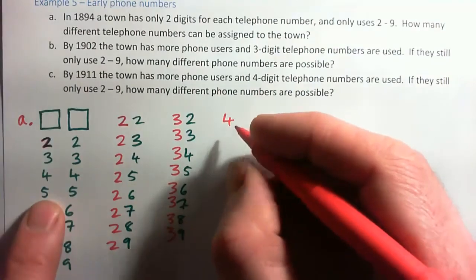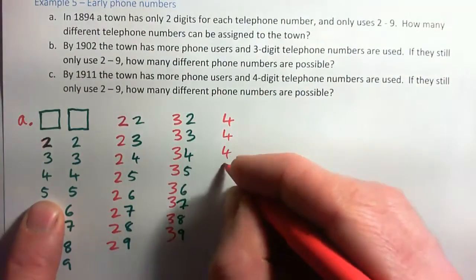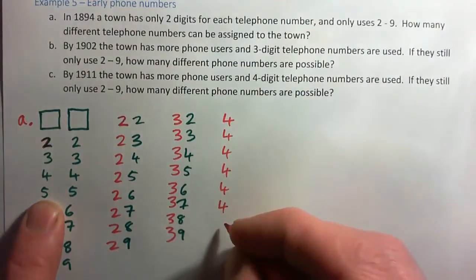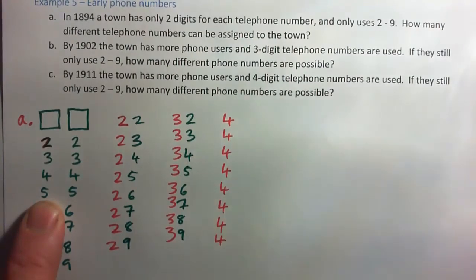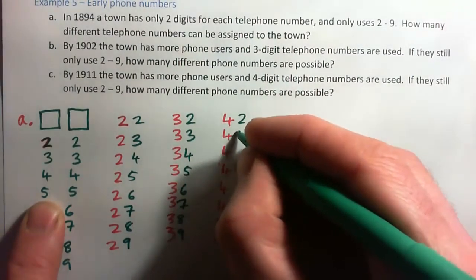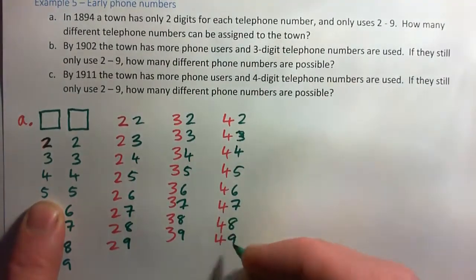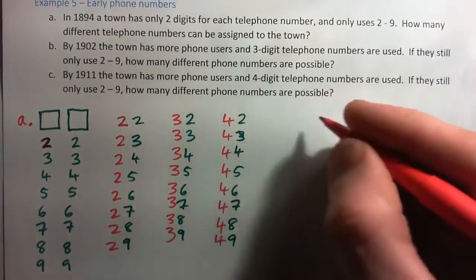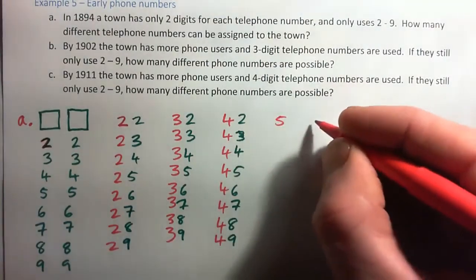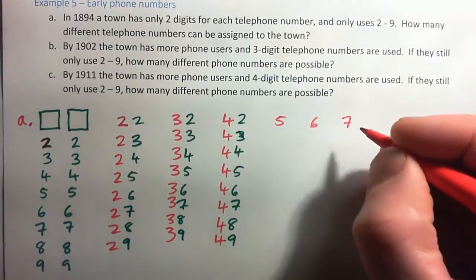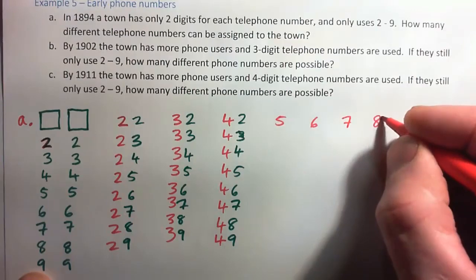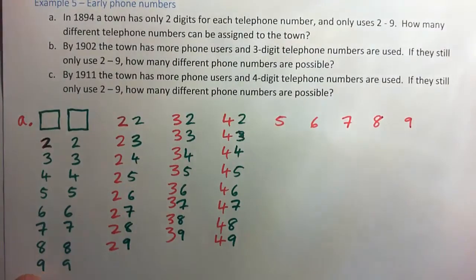How about starting with 4? Same thing again, right? There's going to be 8 options, isn't there? Because it's going to be 4 2, 4 3, 4 4, 4 5, 4 6, 4 7, 4 8, and 4 9. So 8 options again, and so on. And starting with 5, there's 8 options. Starting with 6, there's 8 options. Starting with 7, there's 8 options. Starting with 8, there's 8 options. And starting with 9, there are 8 options.